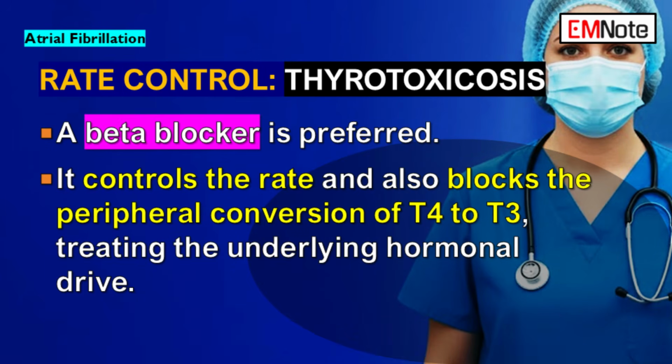But is there a situation where a beta blocker is the preferred agent no matter what? Yes, if the underlying cause is thyrotoxicosis. In that case, a beta blocker is preferred because it not only controls the rate, but it also blocks the peripheral conversion of T4 to T3, so it's actually treating the underlying hormonal drive.